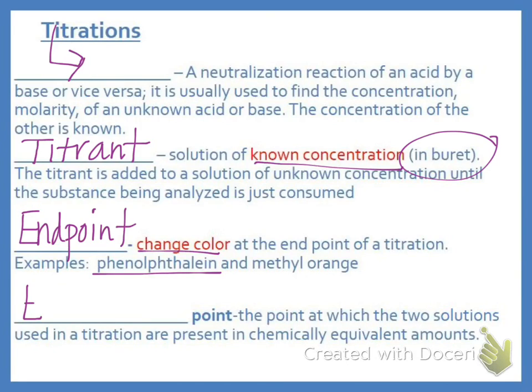The equivalence point is different than the endpoint. It's actually the point at which you have exactly the same amount of moles of hydrogen and hydroxide, okay? But unless you're doing a titration with the pH meter, you can't see that. At the equivalence point, it might remain no color change because you're exactly equal. But you get that one drop more of either acid or base, that's when that color change happens.